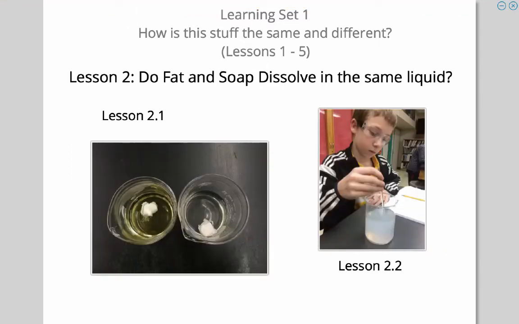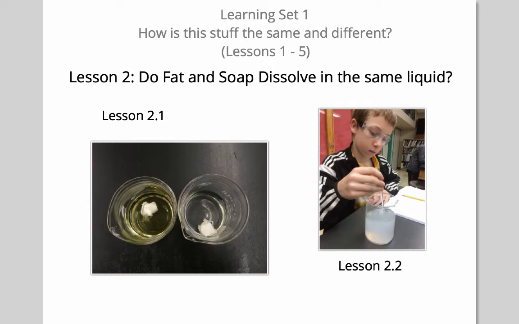In lesson 2.1, you start looking at some other properties that they did not discuss in lesson 1.1, the first one being solubility. Again, you don't use the word solubility to begin with. You talk about dissolving, a word that they're used to, and you do a little demo in 2.1 about butter.